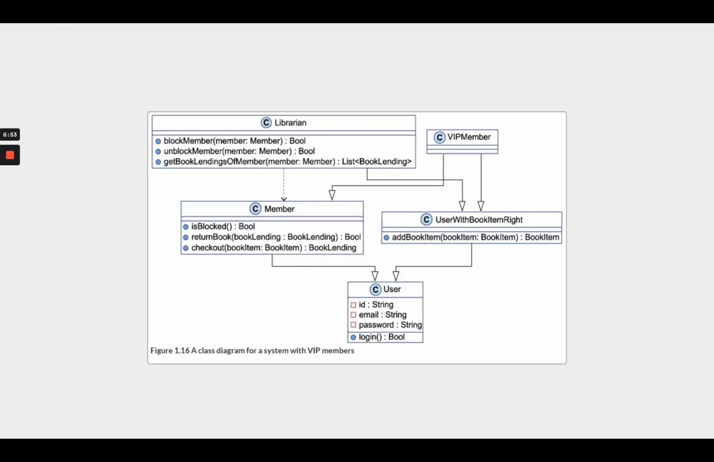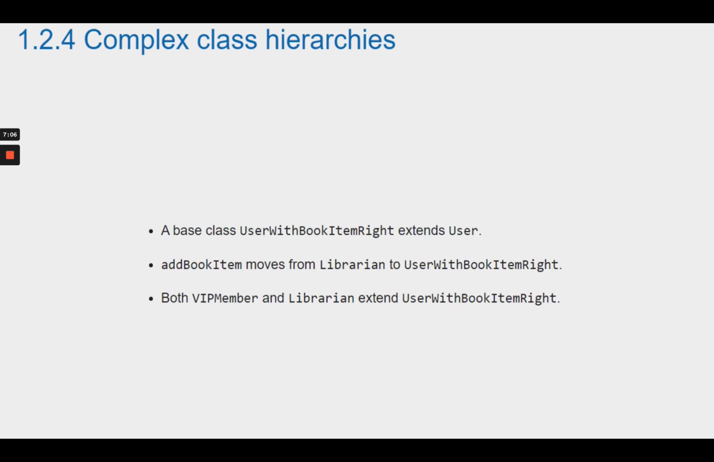Figure 1.16 shows one possible solution that makes the code of librarian: add book item available to both librarian and VIP member classes. Here are the changes to the previous class diagram. A base class, user with book item right, extends user. Add book item moves from librarian to user with book item right. Both VIP member and librarian extend user with book item right.